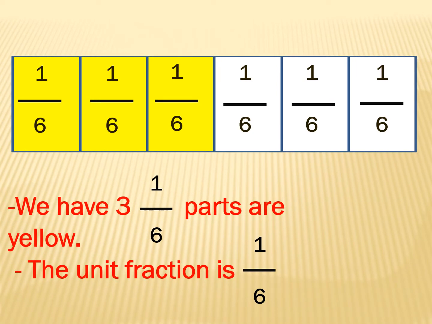And now look at the shape and you will find that 1 over 6 parts are yellow. Look at the shape, we have 3 yellow parts, so 1 over 6 parts are yellow. Also the unit fraction is 1 over 6.